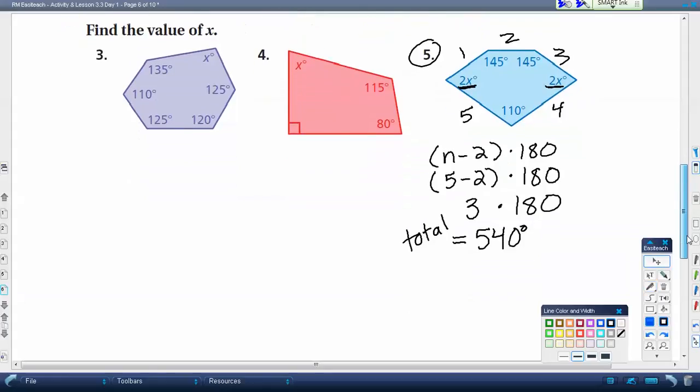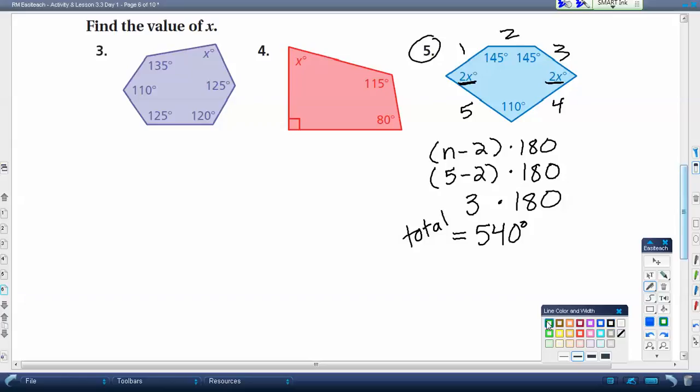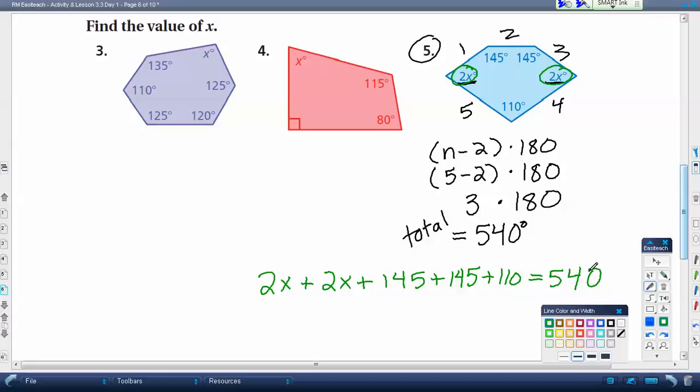So like we've been doing with triangles, again, I would try to write an equation for this, where I would say I've got 2x here plus another 2x plus all of those angle measurements I do know: 145, 145 plus 110. Altogether, that has a sum of 540 degrees. So now I've created an equation that I can solve, and I've got lots of like terms that I can combine. 2x and 2x is 4x altogether.